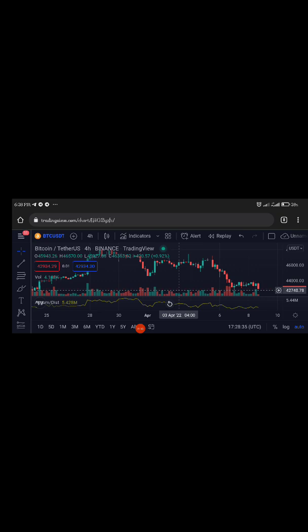Support means a particular level where there is a huge amount of buying. Buyers are stronger than sellers in that particular spot. So the number of people buying in that place is higher than the number of people selling. Once it gets to that spot where people are rushing in, it will automatically move back up at that moment.